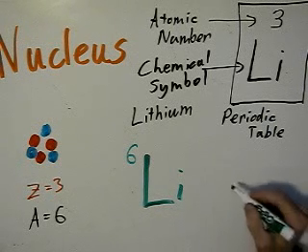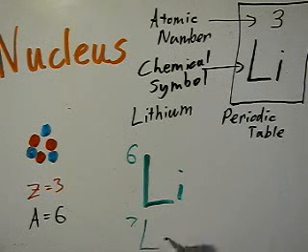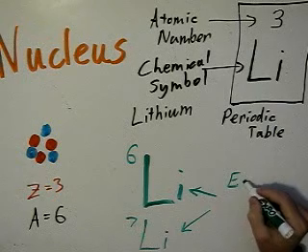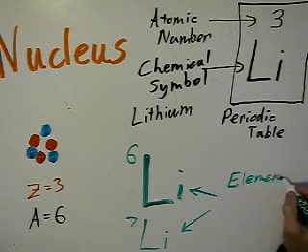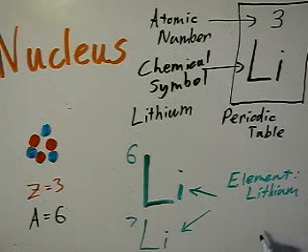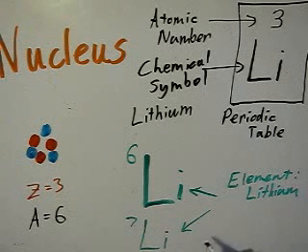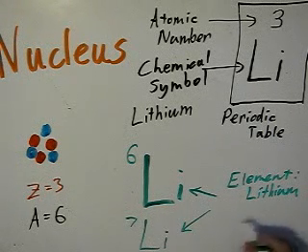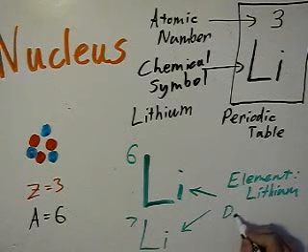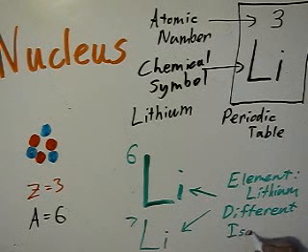Now, there's another term you need to know here, which is that lithium 6 and lithium 7 are both the element lithium, so both of these are the nuclei in a metal of lithium, which has about the same chemical properties, but they are different isotopes.